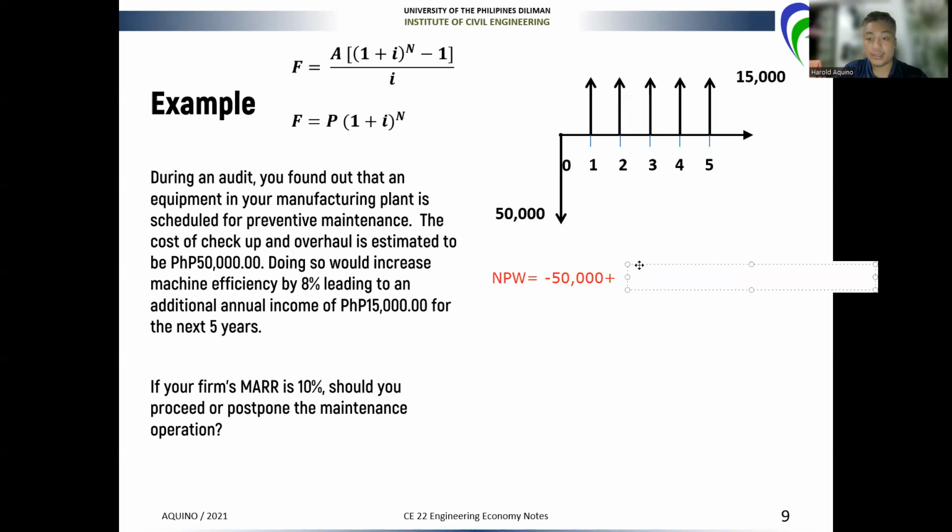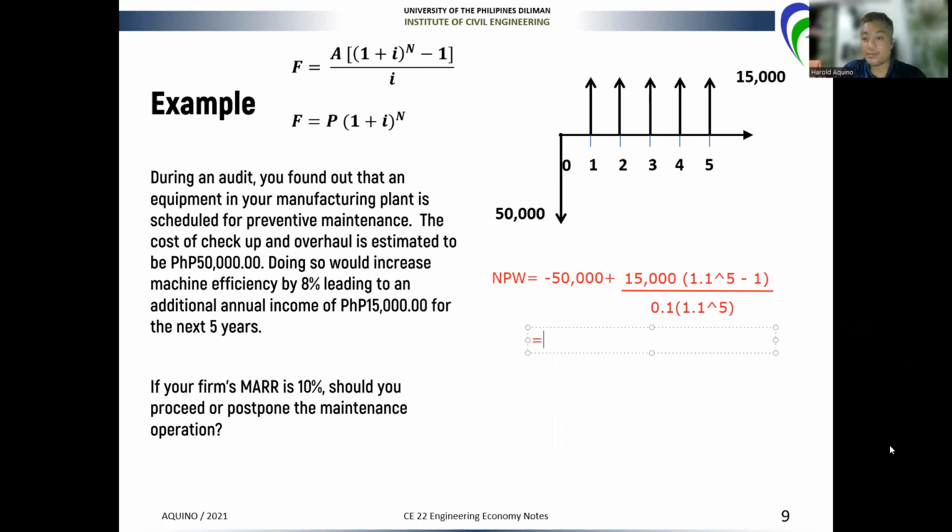So let me just write the second part of the equation. It's 15,000 times 1.1 raised to the 5, that's n, minus 1. And then we need to divide that by i times 1 plus i to the n. So 0.1 times 1.1 raised to the n. You can get your calculators and let's compute for that value.